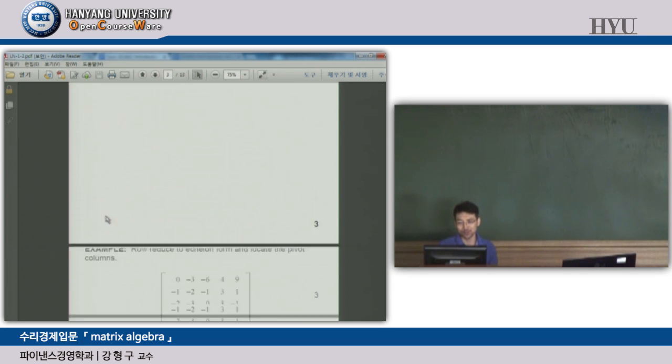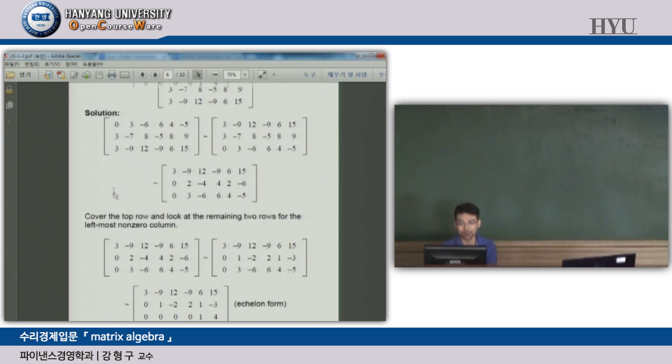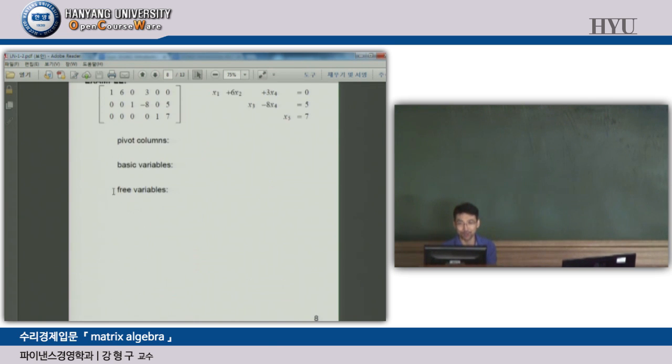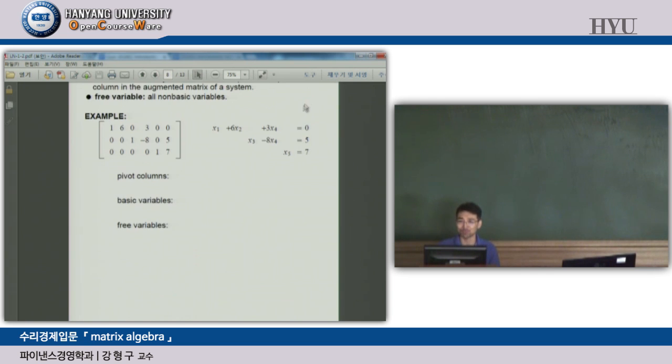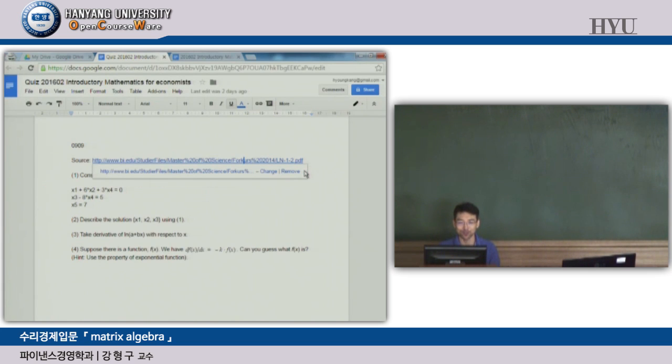And for example, I think this is today's problem, right? If you write this in terms of a matrix, it looks like this. Is this today's problem?